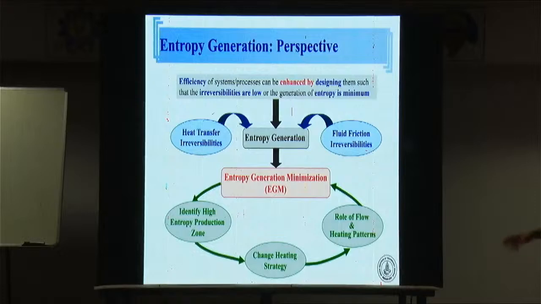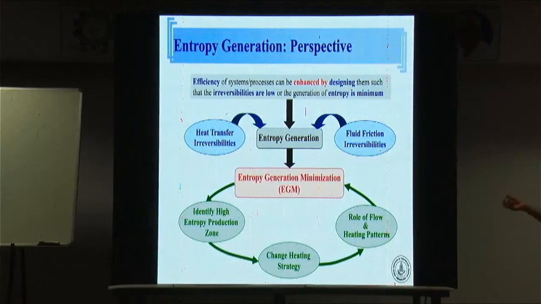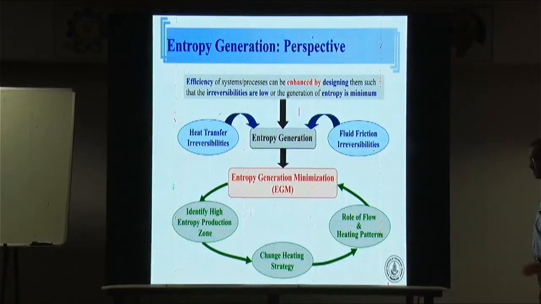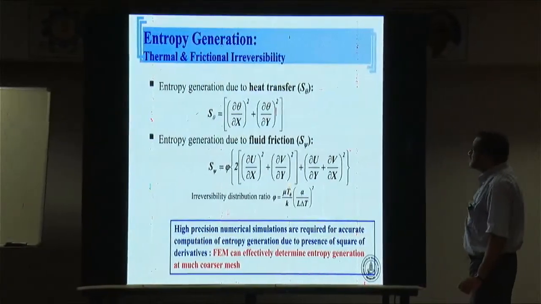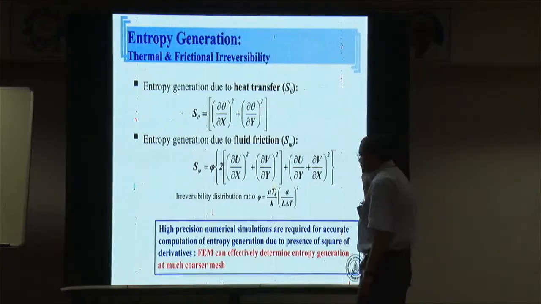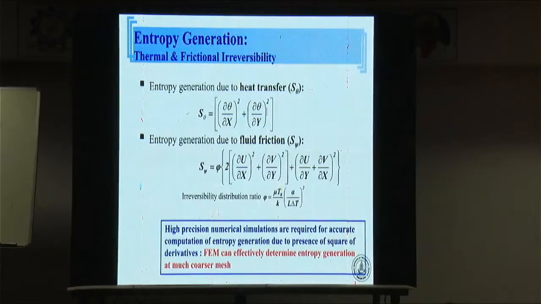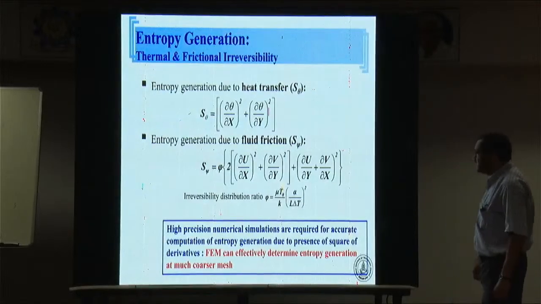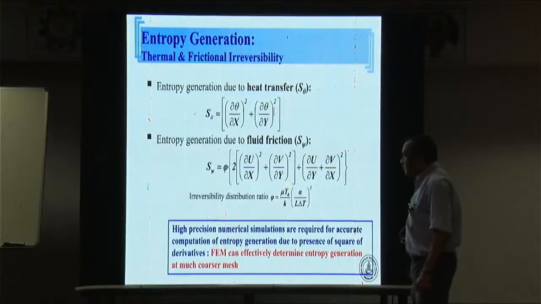And we need to identify the high production zone and change the heating strategy, and that is the way we have the feedback from entropy generation minimization to have better heating efficiency. Next slide please. So the entropy generation due to heat transfer, theta, is given by this, entropy generation due to friction is given by this expression, and high precision numerical simulations are required for accurate computation of entropy generation due to the presence of the square of derivatives, and FEM can effectively determine entropy generation for a much coarser mesh.